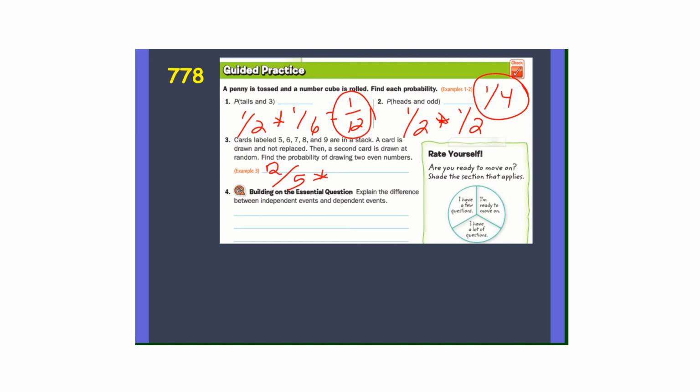It's not replaced, so that means we have 4 cards left. If we take an even card out, there's only 1 even card left. So simplify, we have 1/2, we have 1/10. That's a 10. 1/10.